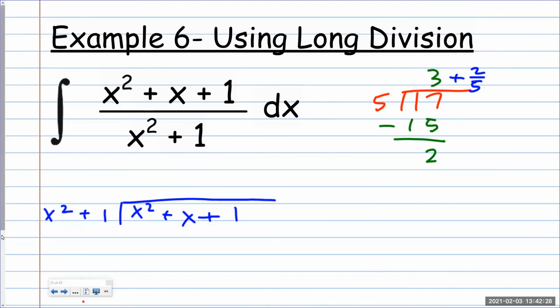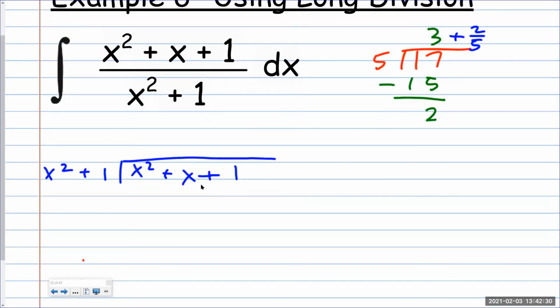Okay, so what I'm going to do, I'm just going to take the first term here and the first term here. And I'm going to say x squared times what gives me x squared. Like just over here, I said 5 times what gives me 17. So x squared times what gives me x squared? 1. So then you put a 1 right there. Okay, then you erase these little lines because you only use the first terms to do that. Otherwise, it's too overwhelming. Then you say 1 times this whole thing is what?